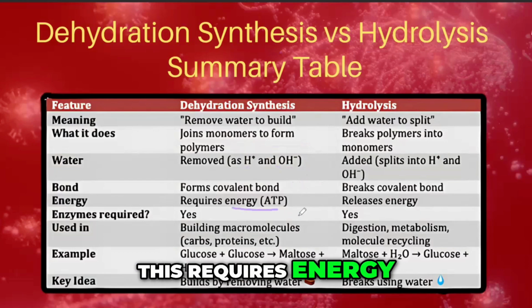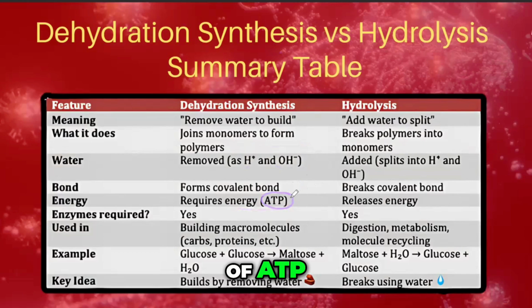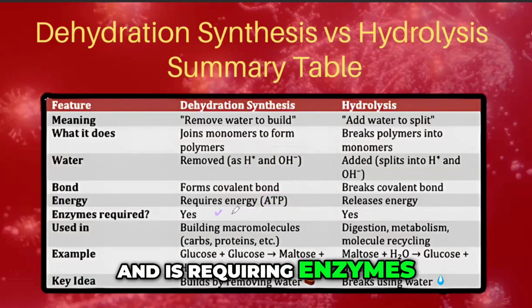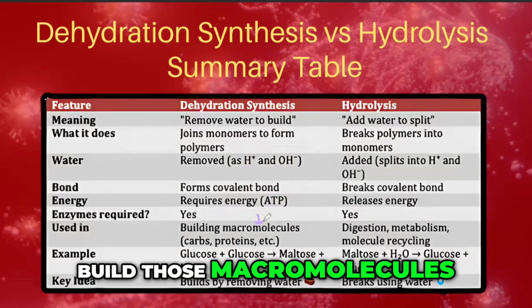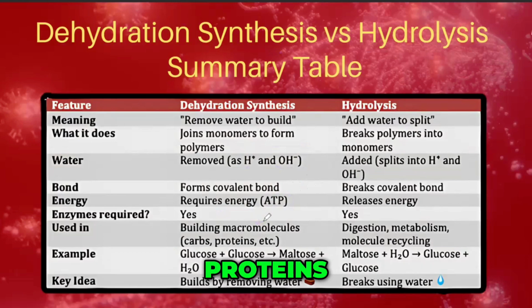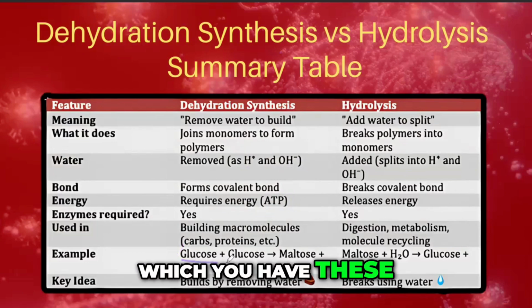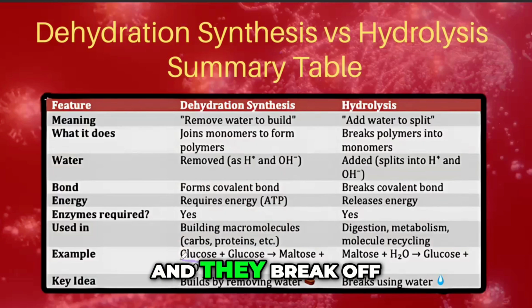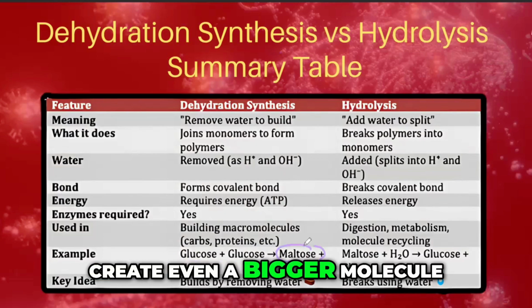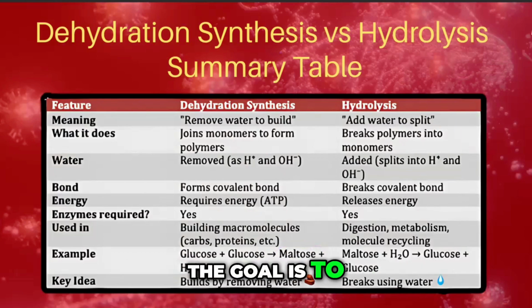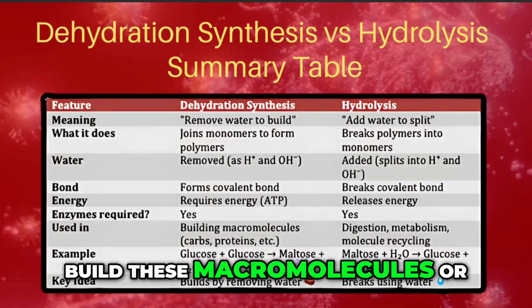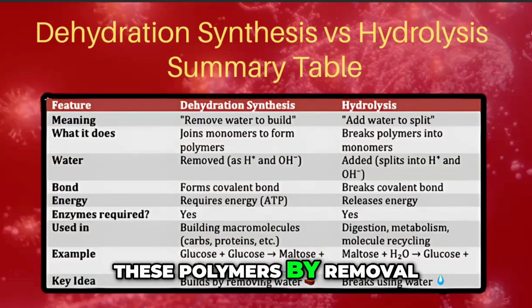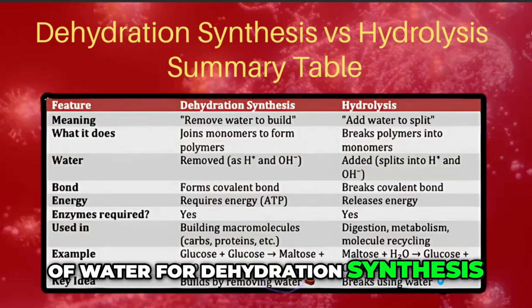This requires energy, sometimes in the form of ATP, and requires enzymes. This allows us to build those macromolecules, whether carbohydrates, proteins, lipids, or DNA or RNA, those nucleic acids. This is an example of an equation in which you have two monomers joining together, and they break off a water molecule to create an even bigger molecule. The goal is to build these macromolecules or polymers by removal of water in dehydration synthesis.